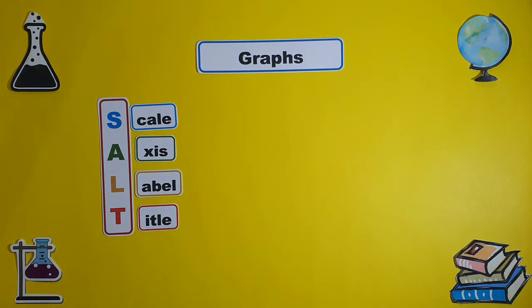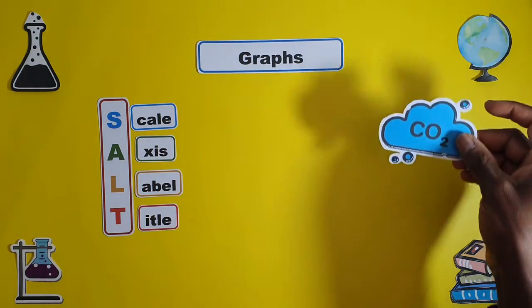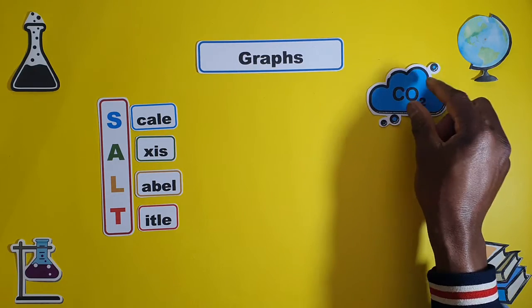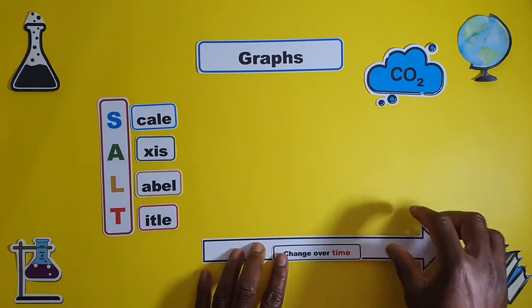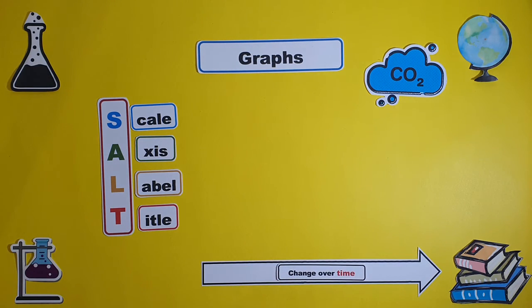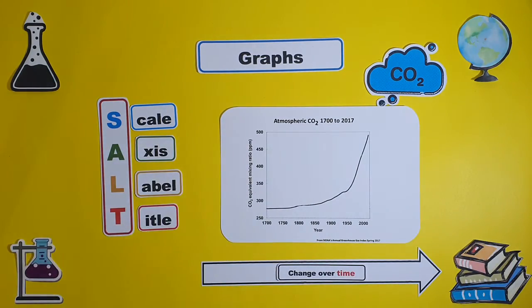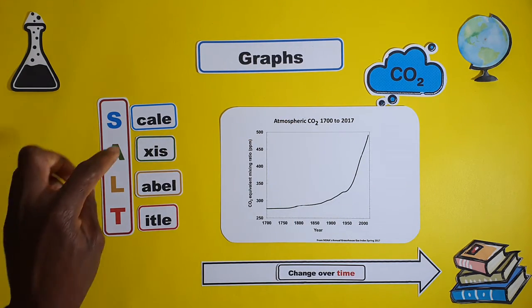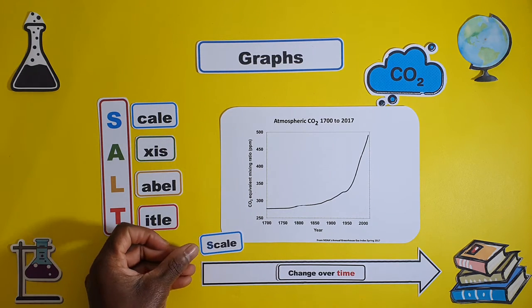We're going to understand how this rule works for a graph by looking at carbon dioxide in the atmosphere over a period of time. Okay, so scientists collected data, and this is the graph they plotted. So we're going to apply the SALT rule to see if this graph is well drawn. So the first thing we're going to look at is the scale. So what does the scale tell us?